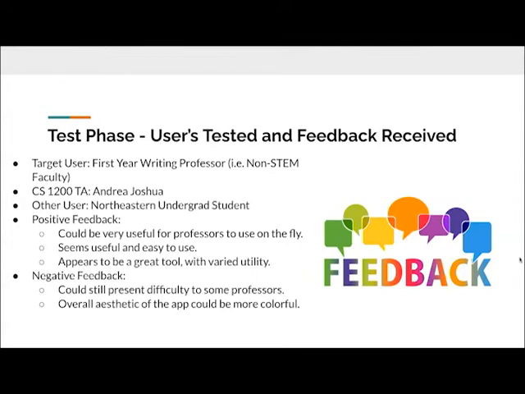So now going on to the negative feedback, a piece of negative feedback from the student was that even with how simple the app is to use, it may still be too difficult for some professors to navigate that are older or not as tech savvy. And the CS1200 TA did not have any negative feedback or criticism for the prototype, saying that it looked like a great prototype. And lastly, a piece of negative feedback from the professor was that the overall aesthetic of the app, based on the prototype, could be a bit better, as it could be more colorful or have a better font.